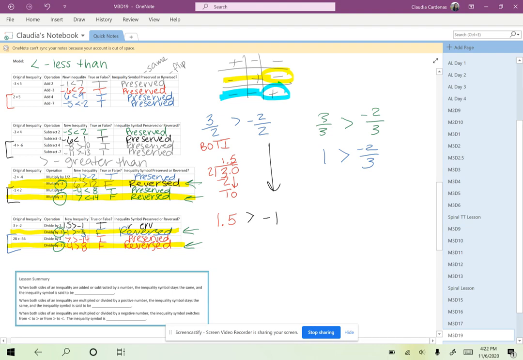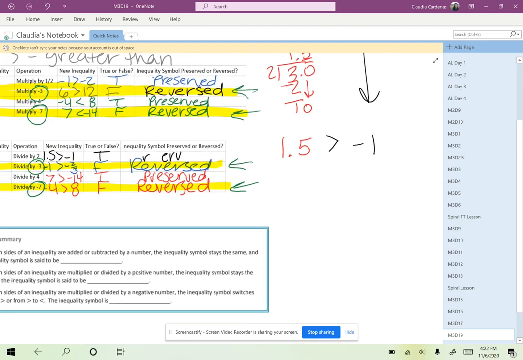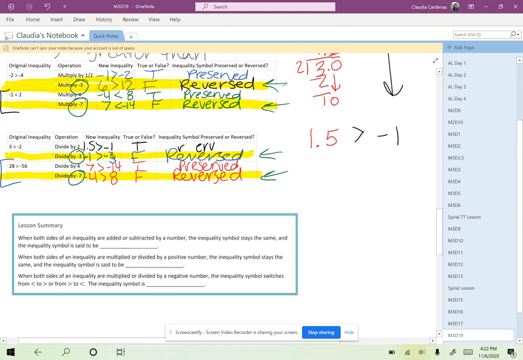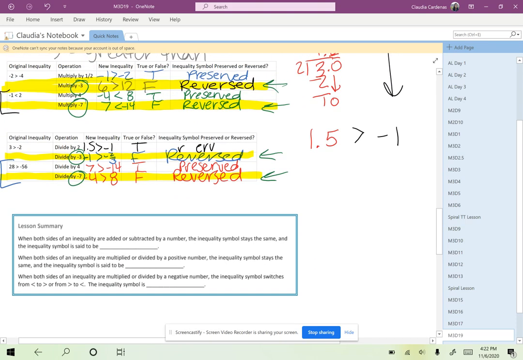So in our lesson summary, let's zoom in. When both sides of an inequality are added or subtracted by a number, the inequality symbol stays the same. So we notice that in our two tables above, and the inequality symbol is said to be preserved. That is the vocab word that means it stays the same.